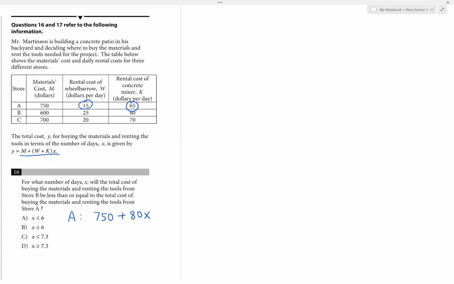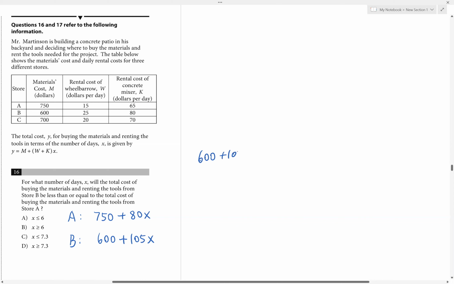Okay, and for store B, the total cost is M for store B, 600, plus W plus K, which is 25 plus 80 for store B, right? 25 plus 80 is 105 and then X. Okay, so that's store B. So we want store B to be less than or equal to store A. Our inequality will be 600 plus 105X for store B, less than or equal to store A's total, which is 750 plus 80X. Okay, so that's our inequality here.